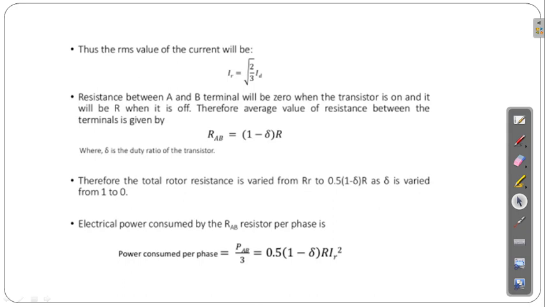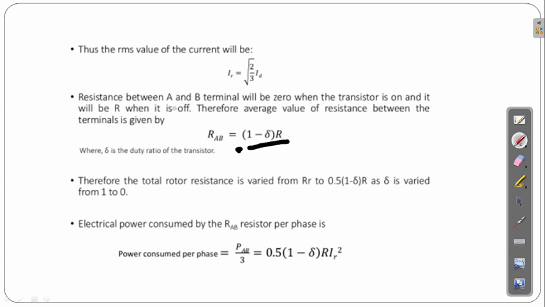Thus the RMS value of the current will be IR equal to root 2 by 3 into ID. You can see here the resistance between the A and B terminals will be 0 when the resistor is on, and it will be R when it is off. So the voltage value between the resistor terminals is given by RAB, and RAB is equal to 1 minus sigma R.